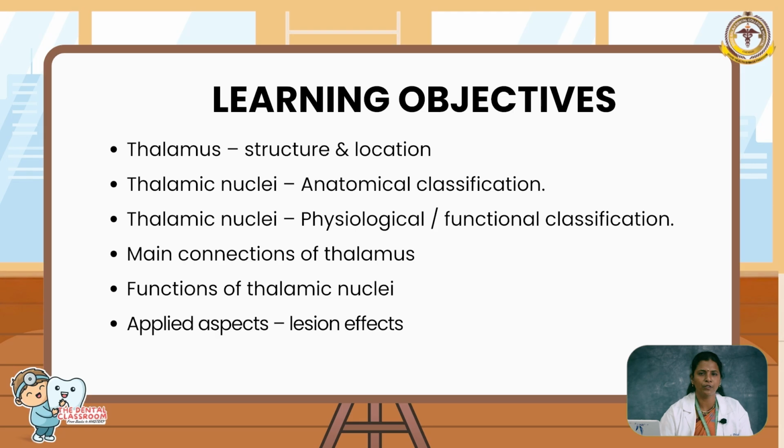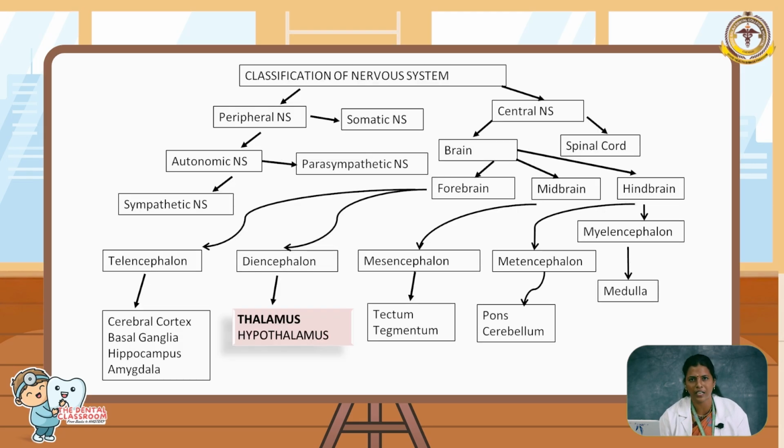Before going to study about the thalamus, let's see a broad classification of the nervous system. It consists of the peripheral nervous system and the central nervous system. The peripheral nervous system, as usual, consists of the autonomic, which consists of the sympathetic and the parasympathetic. The central nervous system consists of the brain and the spinal cord. The brain has forebrain, midbrain and hindbrain. The forebrain consists of the telencephalon and diencephalon. The midbrain consists of the mesencephalon, and the hindbrain consists of the metencephalon and myelencephalon.